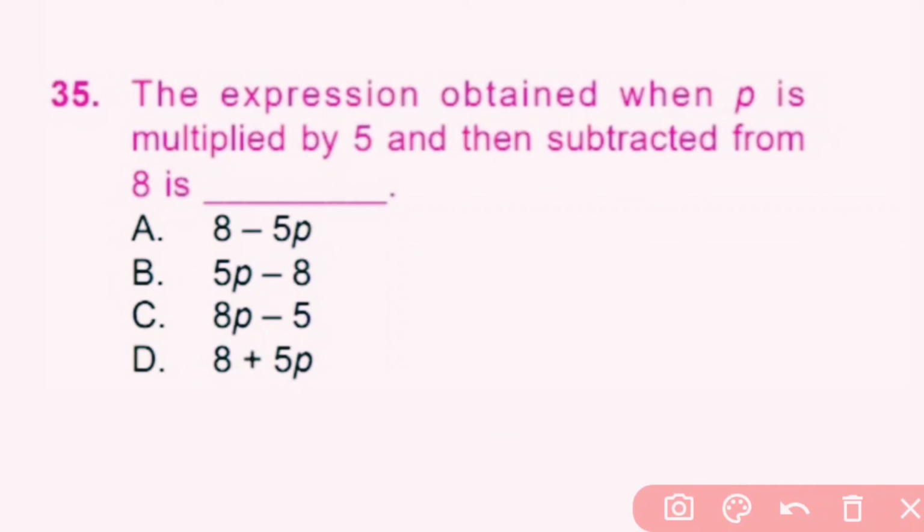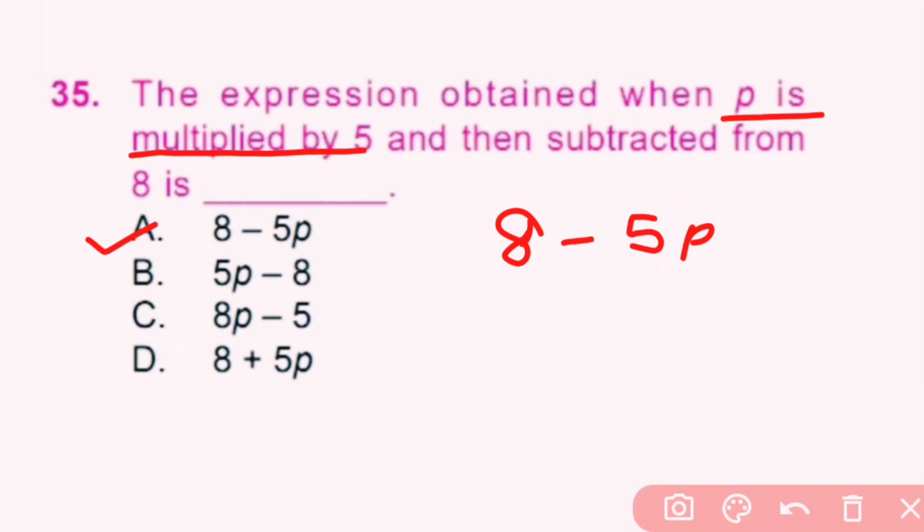Question number 35. The expression obtained when P is multiplied by 5 and then subtracted from 8 is dash. P multiplied by 5 means 5P, and then subtracted from 8 means 8 minus 5P. Then the expression will be 8 minus 5P. A is the correct answer. Here the second section, mathematical reasoning, is completed.